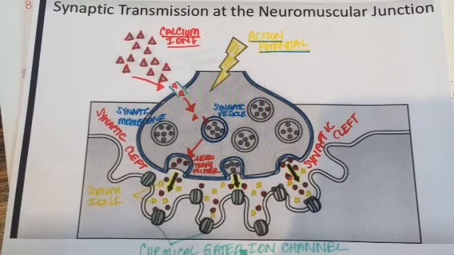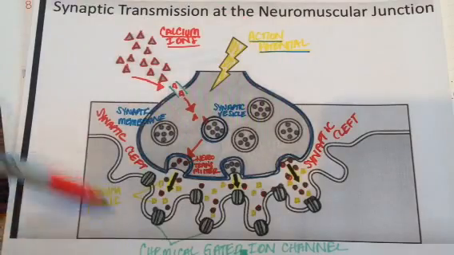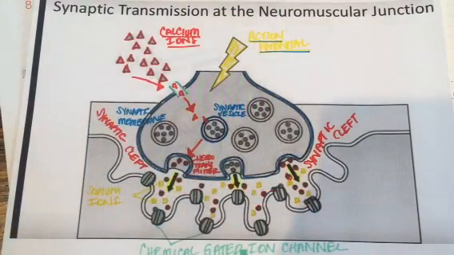So the neuromuscular junction is a chemical synapse formed by the contact between the motor neuron and the muscle fiber. So here's our action potential and our muscle fiber down there. At the neuromuscular junction, the motor neuron is able to transmit a signal to the muscle fiber, causing a muscle contraction. How this all begins is what I'm going to talk about.